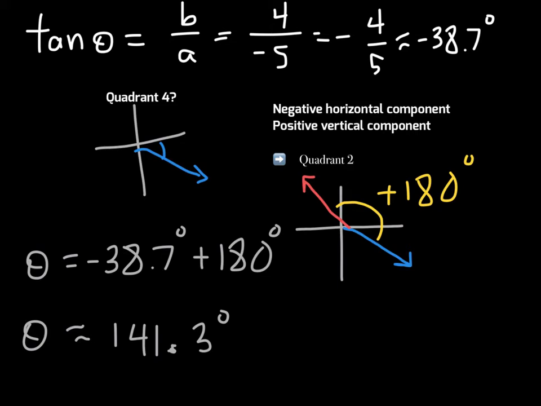So I cannot stress enough that when you are finding your direction angle, please take close note as to which quadrant you are in. How do you tell which quadrant you're in? By the signs of your components.